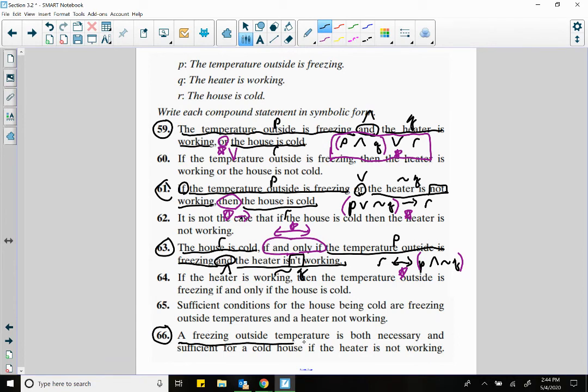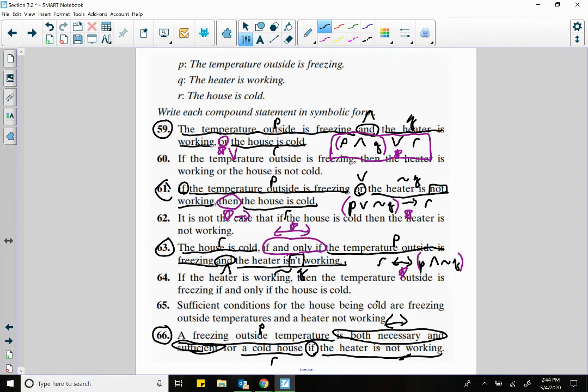A freezing outside temperature, so that is P, is both necessary and sufficient for, so remember that is our Q right here. That's that special word, and it's our biconditional. For a cold house, that is our R. And then look right here. It says if the heater is not working.